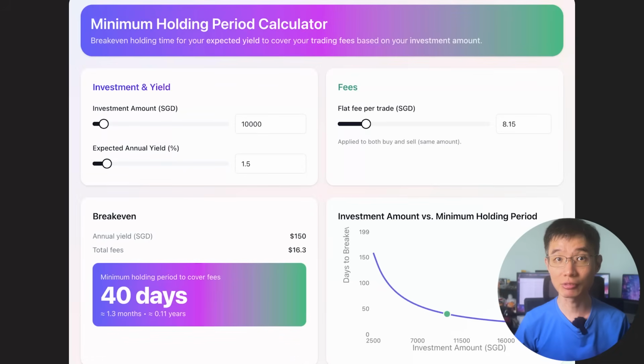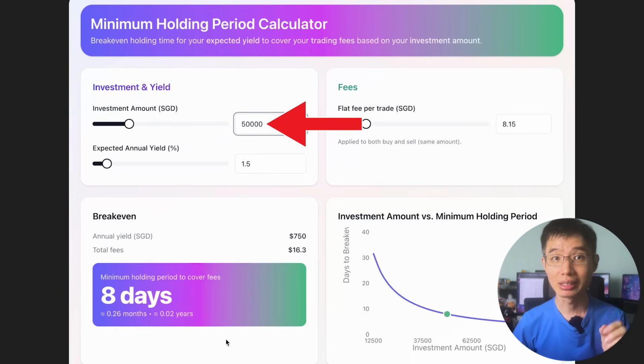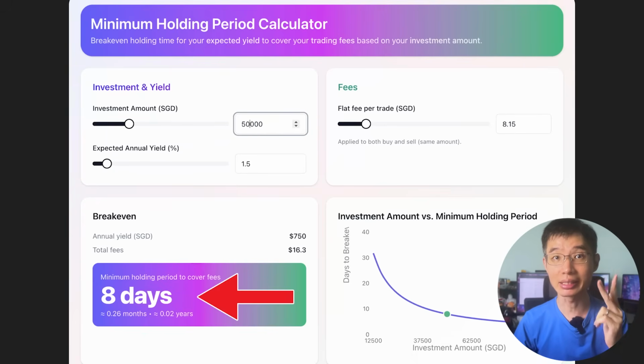For example, if the fund yields 1.5% annually and you invest 10,000 SGD, it takes roughly 40 days just to break even on the fees. Anything shorter than that, and you will actually lose money. But if you invest a larger amount, say 50,000 SGD, the break-even period drops to around 8 days.